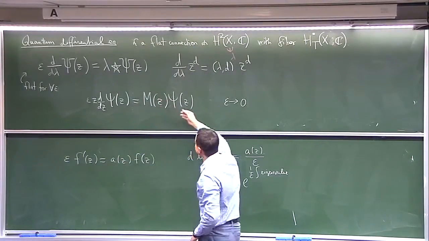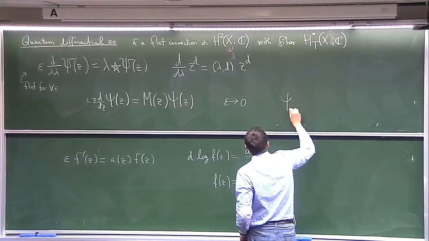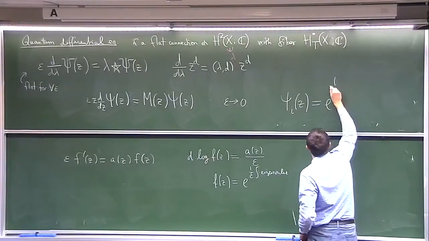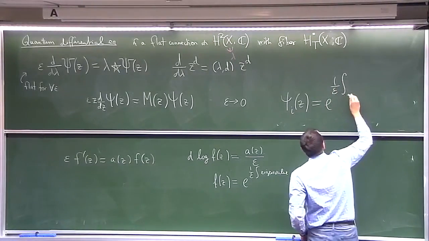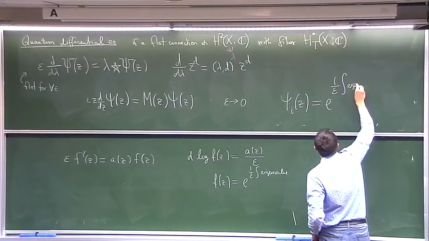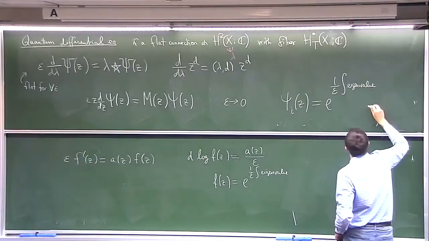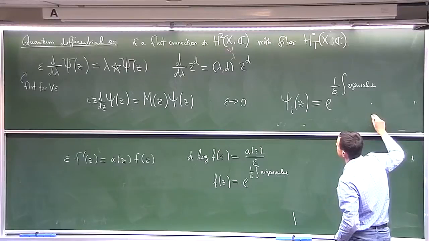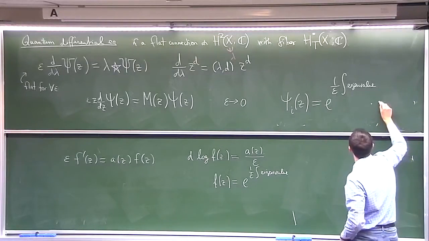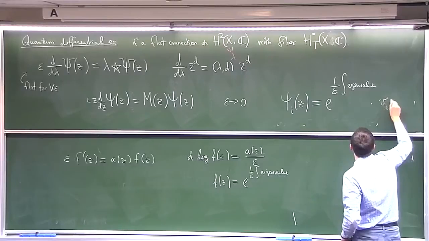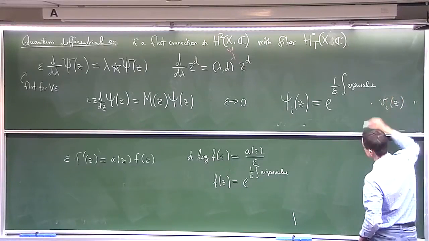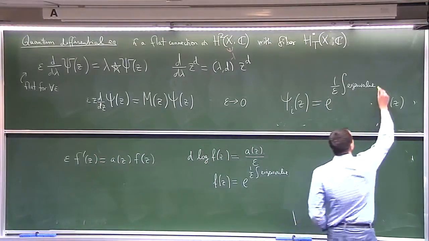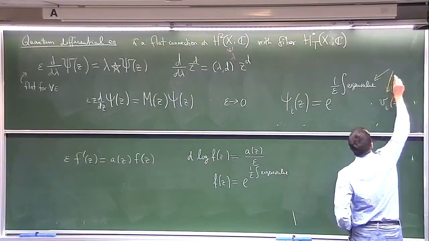And so anyway, on some open sets in the complex plane, you have an asymptotics where a solution psi i of z would be exponential of 1 over epsilon times the integral of the eigenvalue, times the ith eigenvector. Let me call the eigenvector v i of z. There's a corresponding eigenvector.